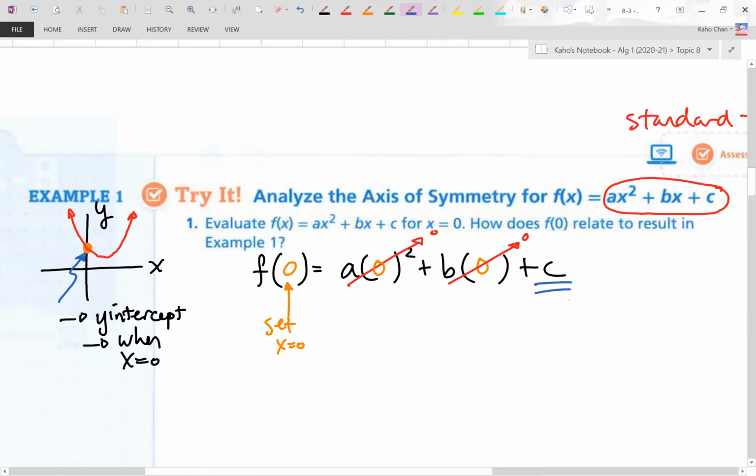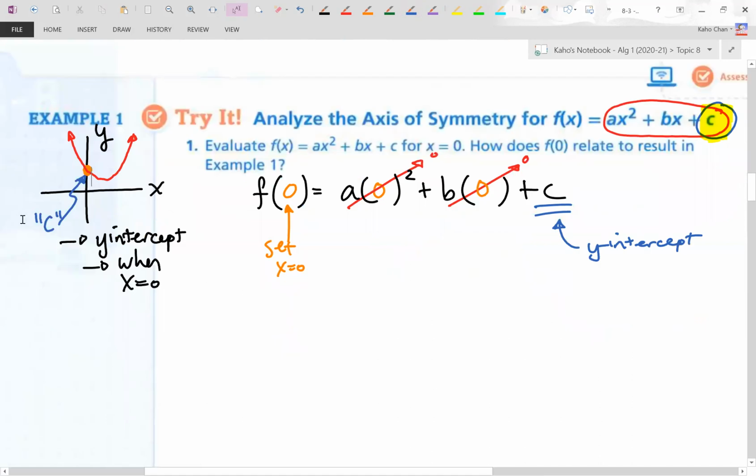C. Ladies and gentlemen, C is the y-intercept. The constant by itself is the y-intercept in standard form. That's really cool. So C is the y-intercept. It'll tell you where the parabola crosses the y-axis, and that's the key. So on the graph over here, C is your y-intercept when x equals 0. Yay. That's something you don't see in the vertex form. This is exclusively for the standard form.